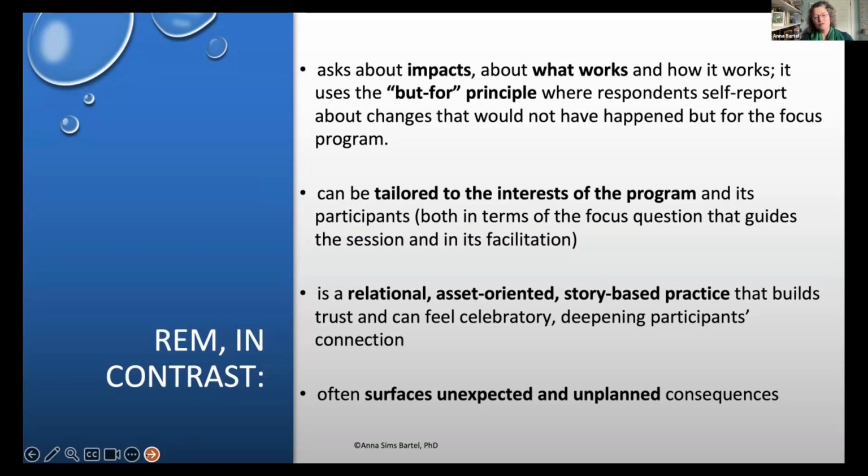And so lastly, ripple effects mapping is fabulous at surfacing unexpected, unintended consequences of a program, which, as we all know, can be very important.